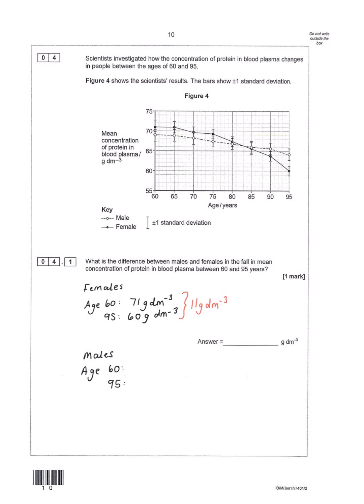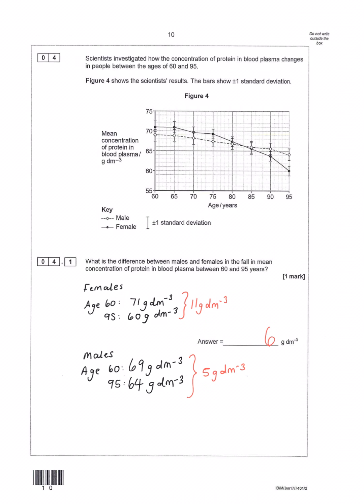So just doing exactly the same for males now. At the age of 60, the mean concentration of protein in blood plasma for males is 69 grams per decimetre cubed. And at the age of 95, it has dropped to 64 grams per decimetre cubed. This is a decrease of 5 grams per decimetre cubed. The question asks us what is the difference between males and females in the decrease, and the answer is 6 grams per decimetre cubed. I got this value by simply taking 5 away from 11.